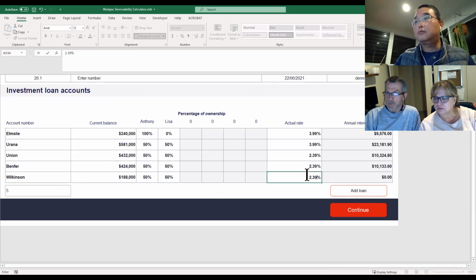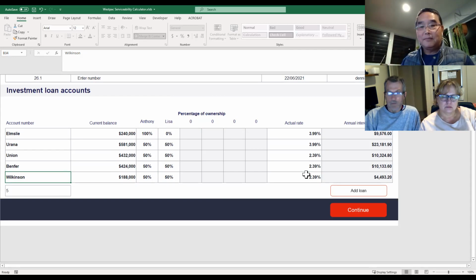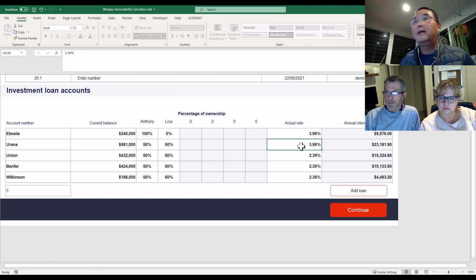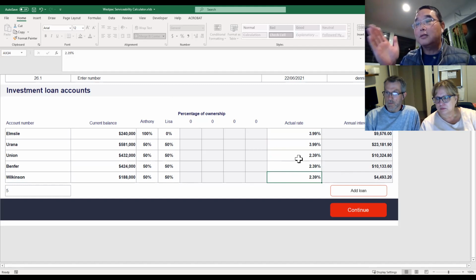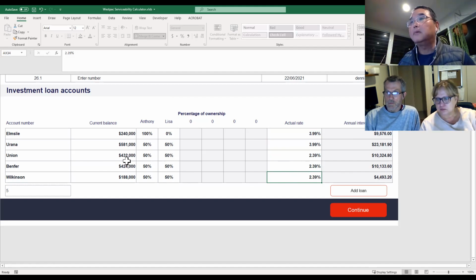Let's make it 2.39% as well. So that's the tax negative gearing calculation. That's the actual interest rate you are paying. Because these first two loans are existing with Westpac, the rate is 3.99. And these three loans, three properties, I'll presume 2.39. These rates are interest only rates. So they calculate negative gearing based on loan amount and the actual rate. Okay.